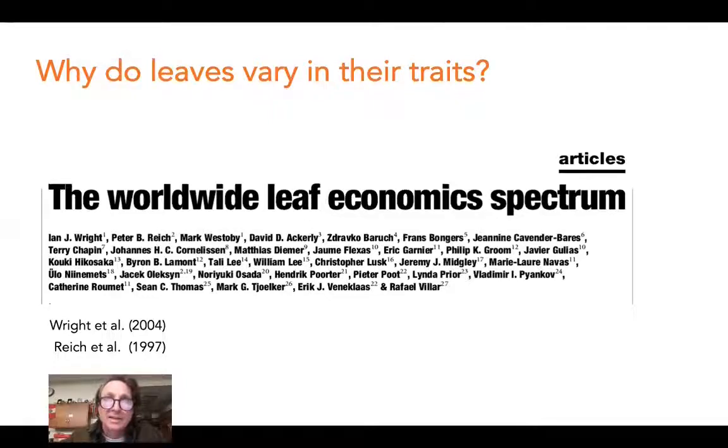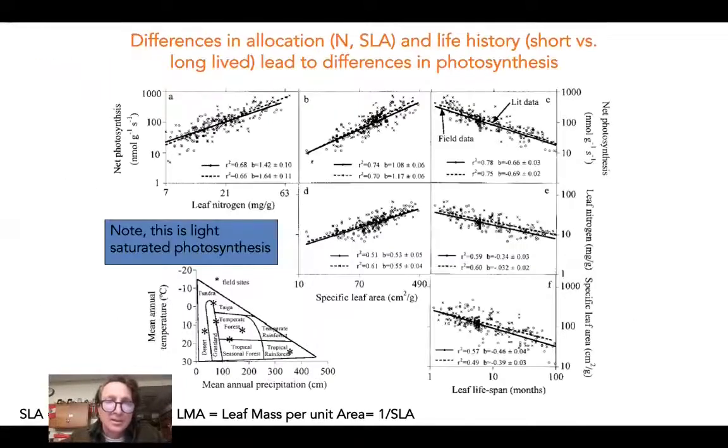And this is related to this fast-slow continuum. This is a figure from the Reich et al. 1997 paper. What we're looking at here, we have several different graphs, and on each of these graphs, we have a data point, and this data point represents a given species. But we're now looking at trait correlations between leaf photosynthesis, nitrogen, specific leaf area, and how long a leaf lives.